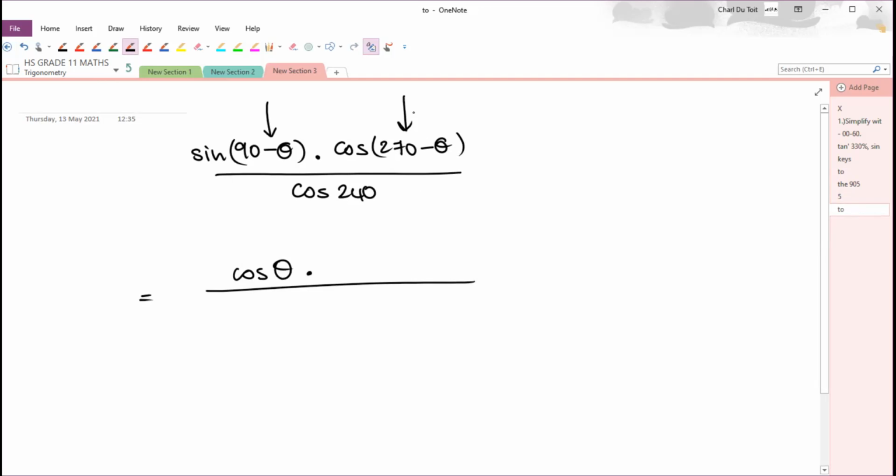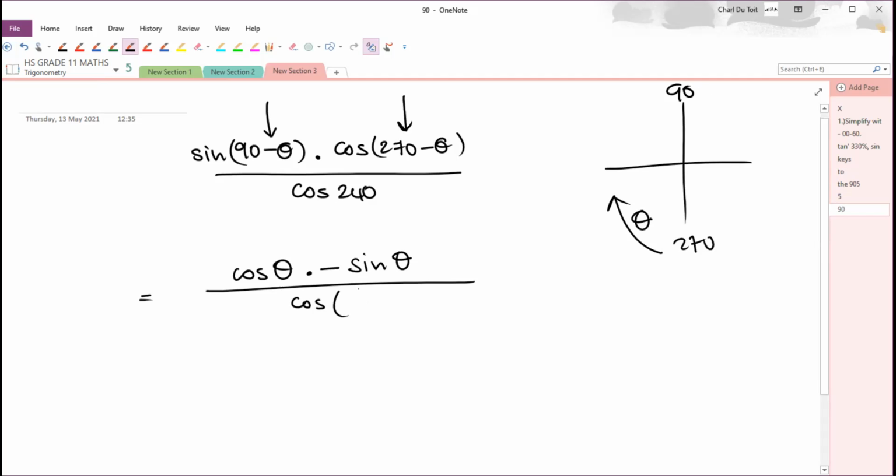Right, 270 minus an acute angle gets me to the third quadrant. Cos is negative in the third quadrant, but cos becomes sin because we're using either 90 or 270. So that's negative sin theta. And cos 240 is the same as cos of what?